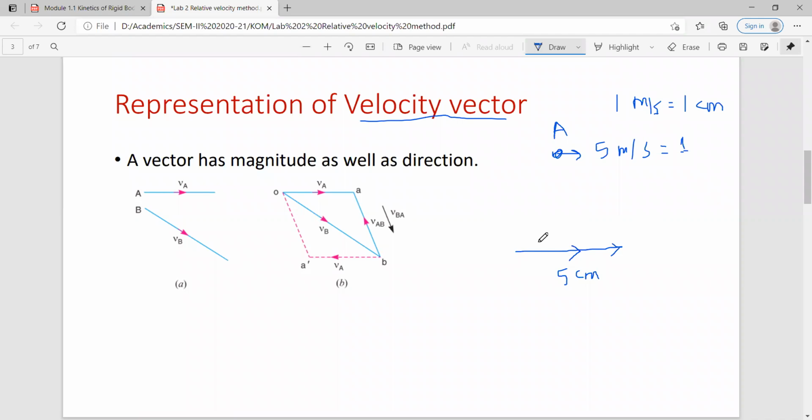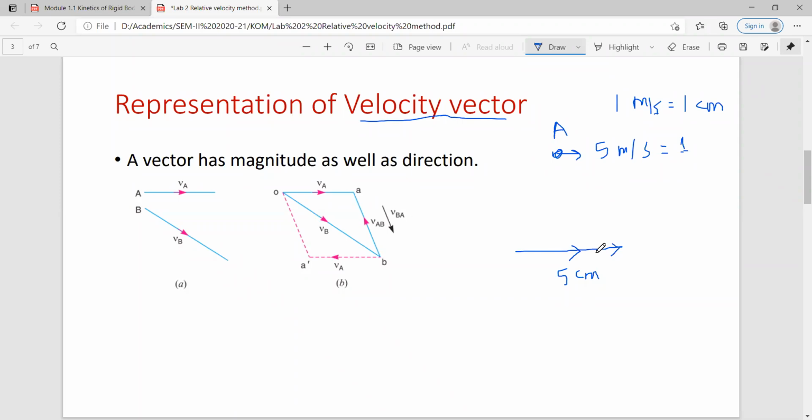I have rightly represented the velocity of point A by a vector. I have drawn a vector. Okay. The next important thing is its notation. Now we have to label it. We have to give some name to this vector.